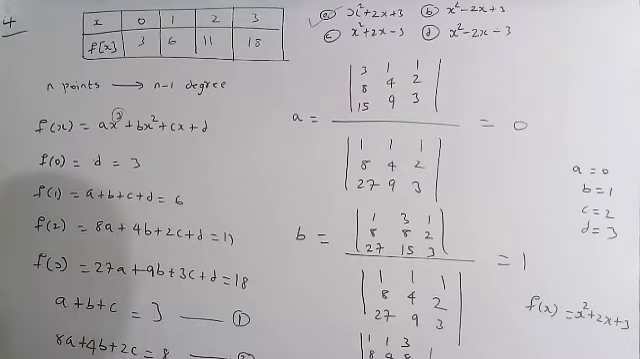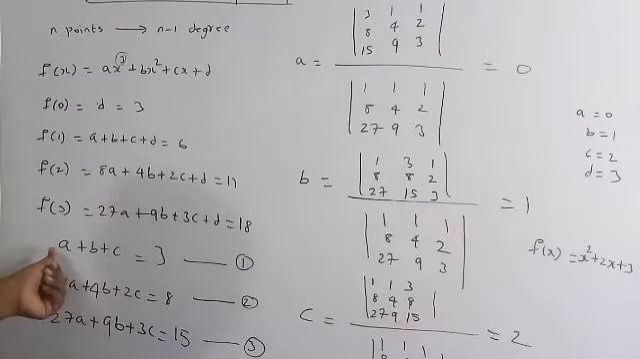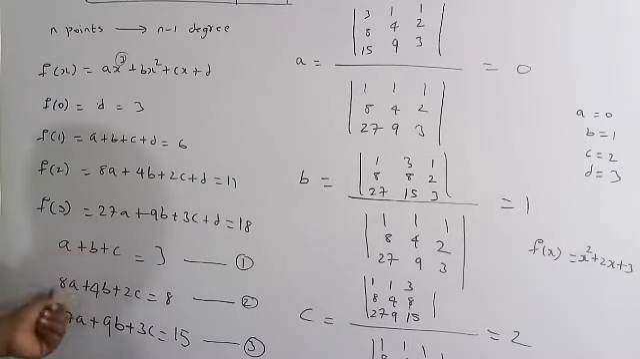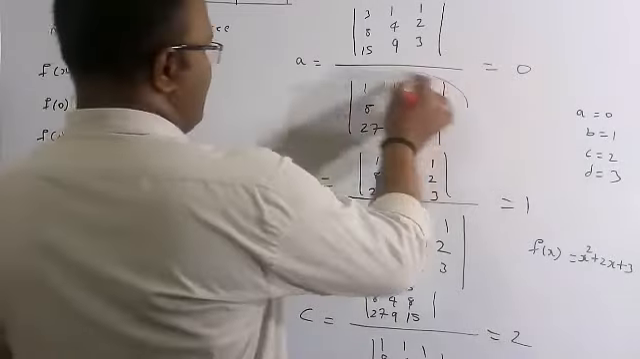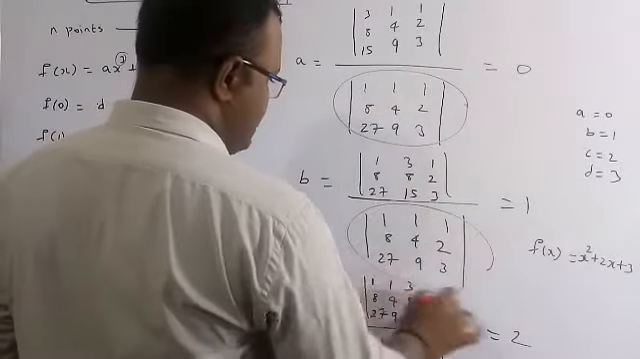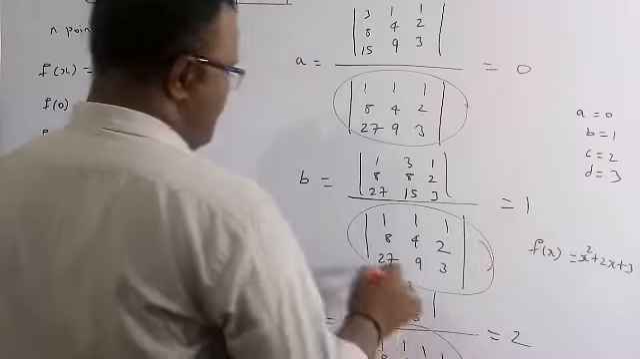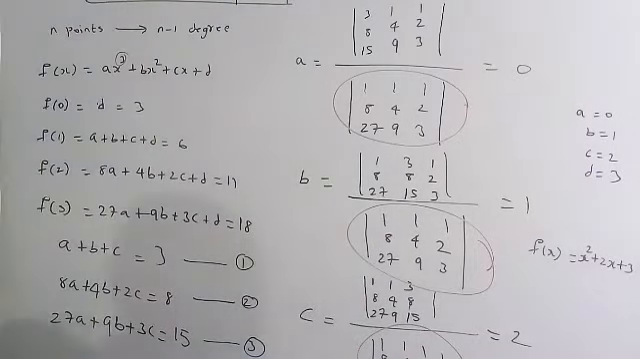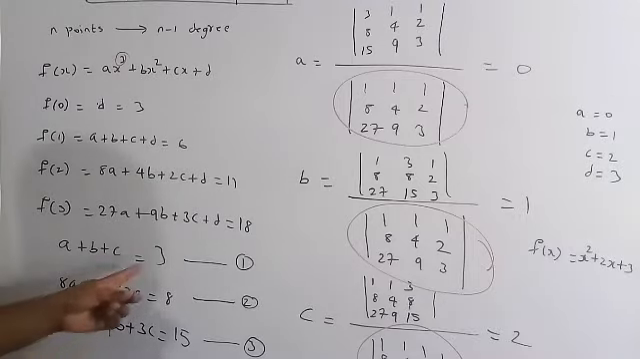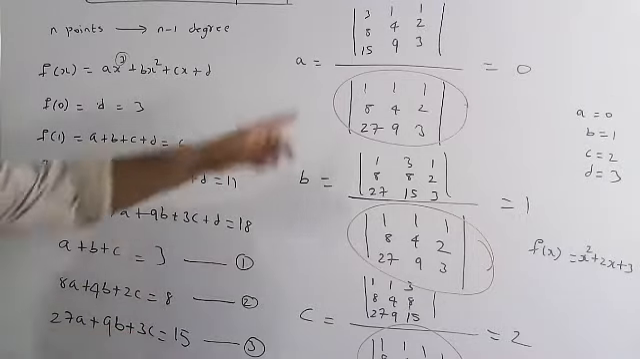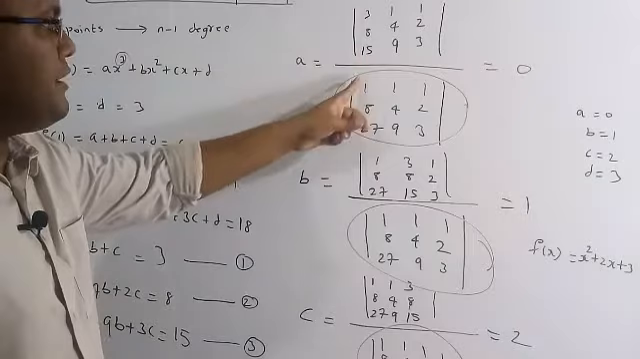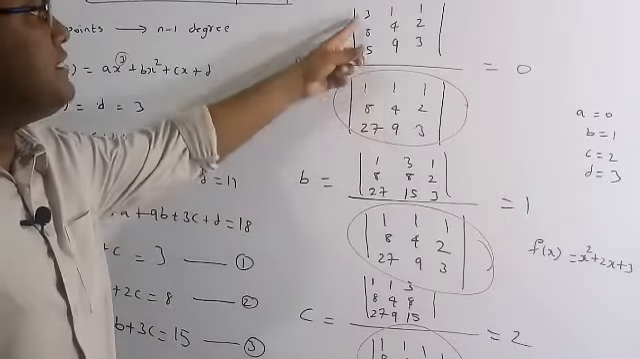So here, first we need to find the coefficients. All these coefficients I have to take in the denominator: 1, 1, 1, 8, 4, 2, 27, 9, 3. This is taken in the denominator. For each and every one we are going to take the same denominator. But in the upper part, for the first one, the 1, 8, 27 is replaced by 3, 8, 15. So we are going to replace the first column by 3, 8, 15.